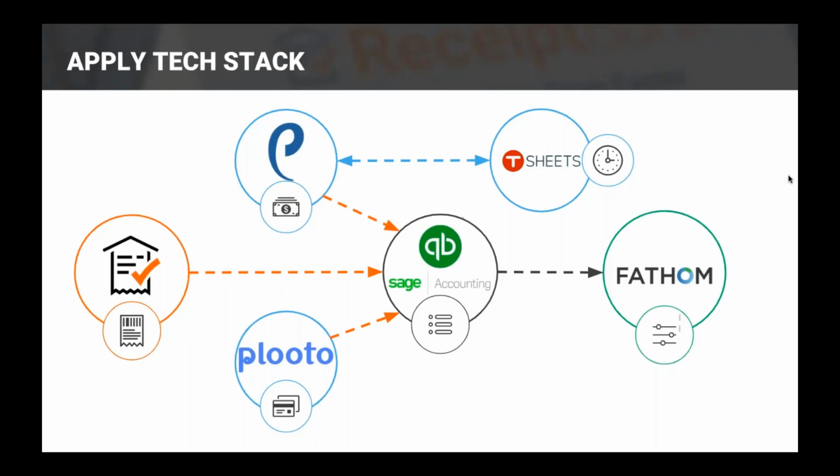Pluto takes care of bill payments. T-Sheets will collect the time and put it into a payment evolution. And all of this data flows down into the general ledger. And then an example is Fathom as a reporting tool at the end.